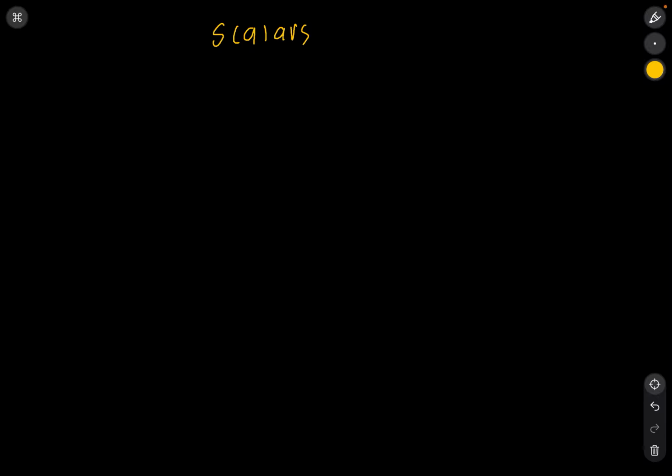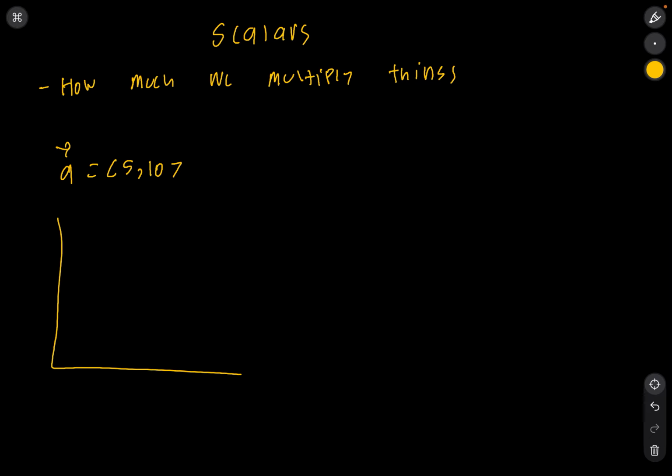So that's how you add and subtract vectors. And now we're going to talk about scalars. Scalars is just a fancy word to say how much we multiply things. So essentially, let's say we had the A vector, which is equal to 5, 10. Let's just say that's 10 and that's 5.